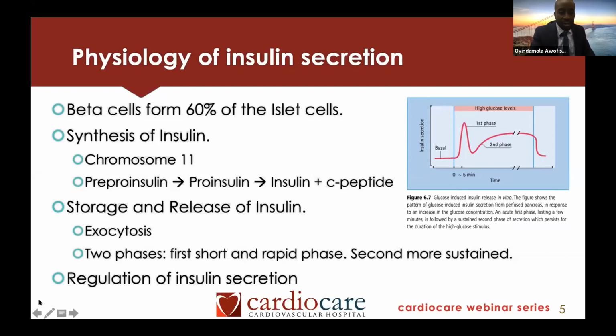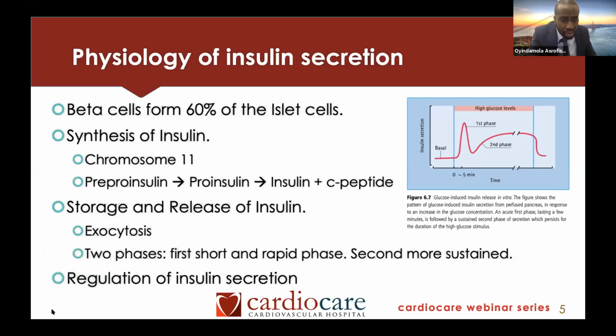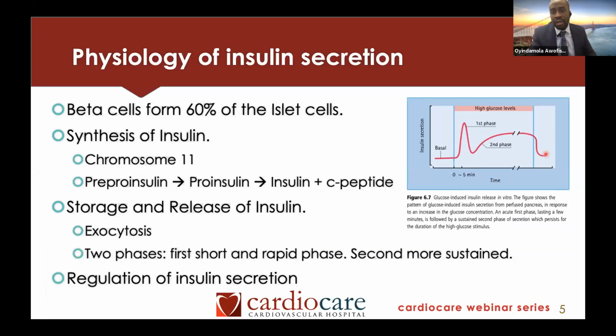It's also important, looking at this diagram on the right side of the screen, to know this graph. The natural insulin secretion is in about two phases. There's a first spike, which is rapid, happens early, and surges high. But there's a second spike, a second surge, which is much gentler but more sustained, okay?